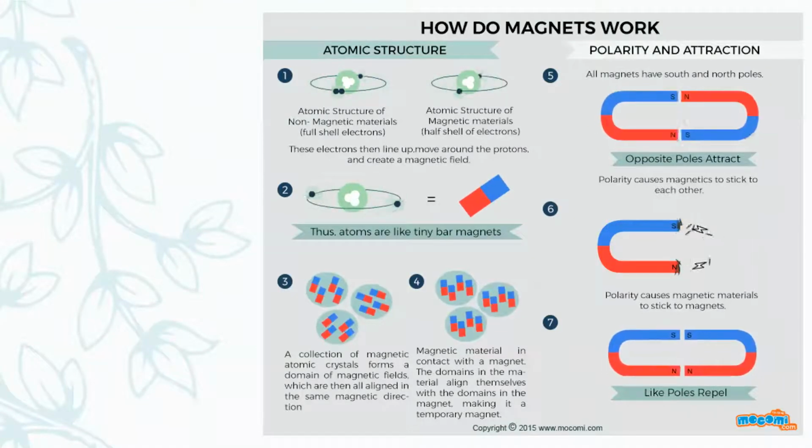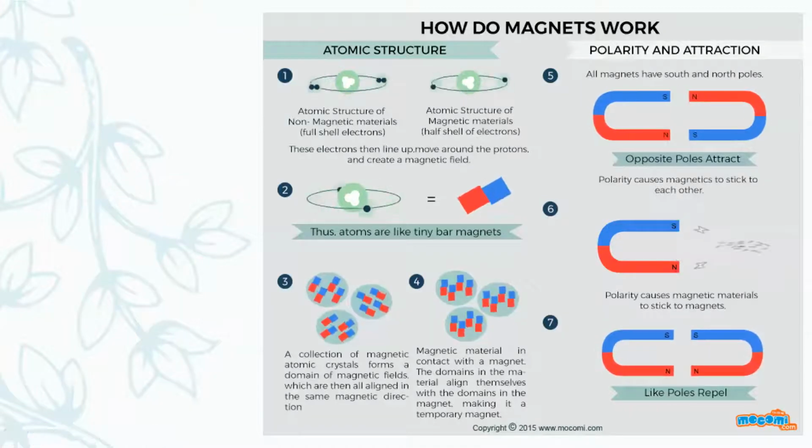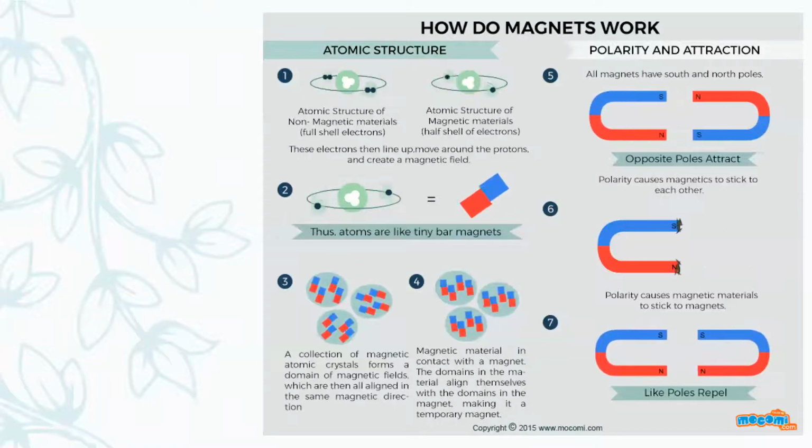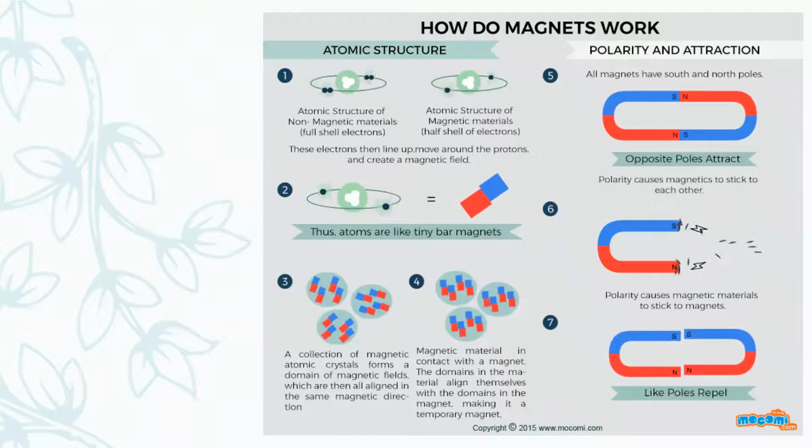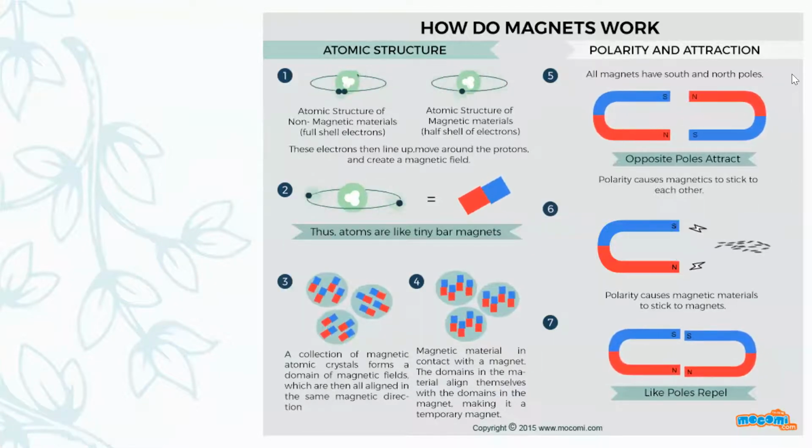Come towards the fifth point. All magnets have a south and north pole. In each and every particle, you can see here that they have two poles. One is blue and the other one is red. The red one is the so-called north pole and the blue one is the so-called south pole. If you break the magnet into pieces, each and every piece behaves like a magnet. They become magnets and there are two poles at those particles. So all magnets have south poles and north poles.